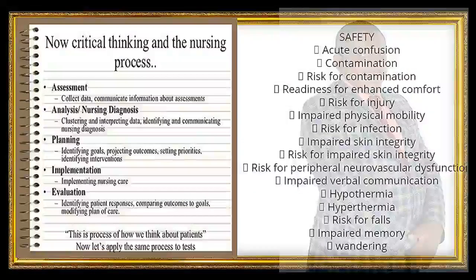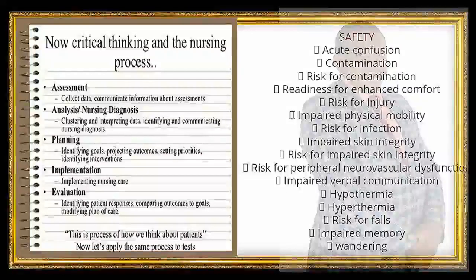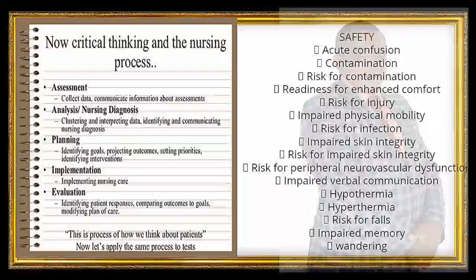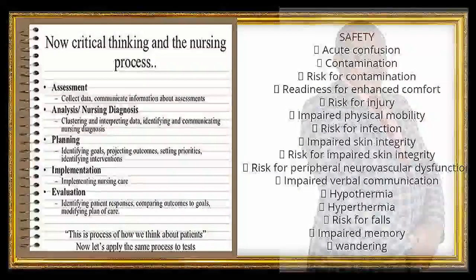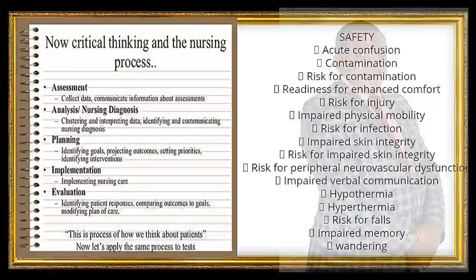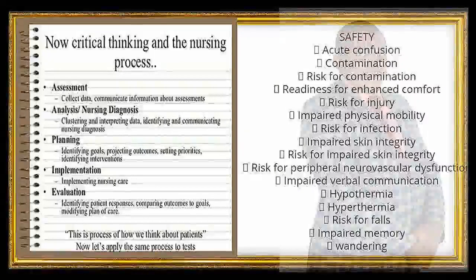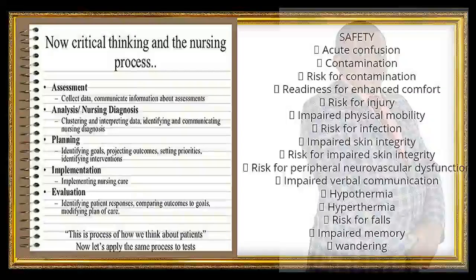acute confusion, contamination, risk for contamination, readiness for enhanced comfort, risk of injury, impaired physical mobility, risk for infection, impaired skin integrity, risk for impaired skin integrity, risk for peripheral neurovascular dysfunction, impaired verbal communication, hypothermia, risk for falls, impaired memory, and wandering. Okay, so all these form the root problem of your nursing diagnosis under safety.